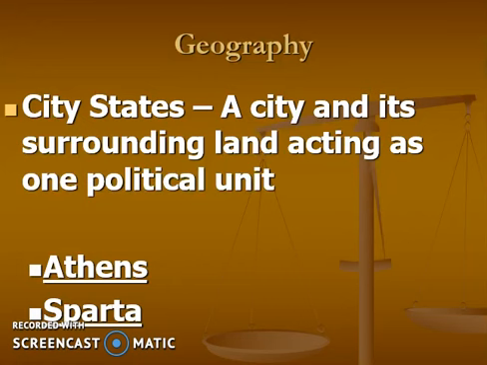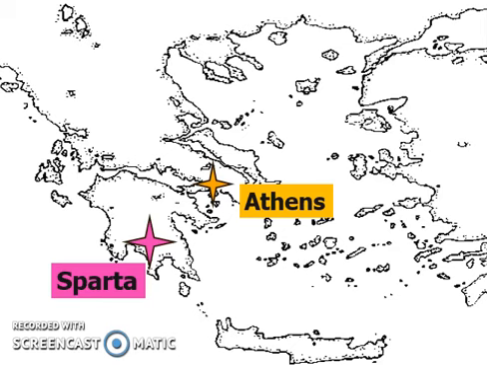So city-states, the definition would be a city and its surrounding land acting as one political unit. The two major city-states we will cover in this unit are going to be Athens and Sparta. You've probably heard of Sparta before in the movie 300, if you've ever heard of it or seen it. Athens and Sparta are going to be the two most powerful city-states in ancient Greece.